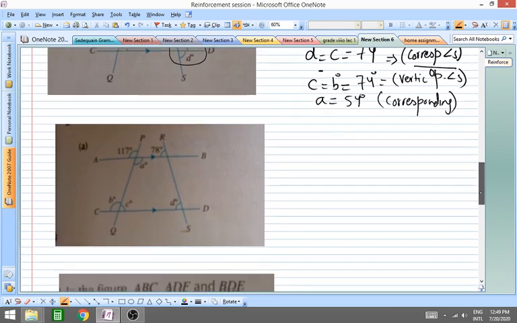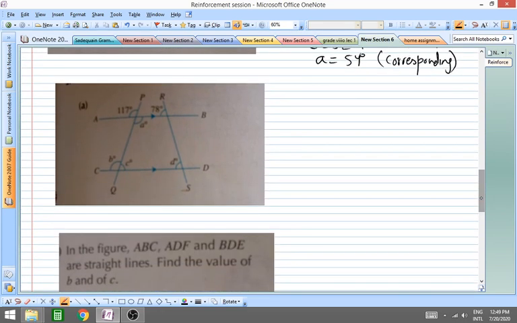Now let's take another part. Although the picture is blurred, you can see that if I try to find out the value of A, it would be equal to 117 by the definition of vertically opposite angles. Why? Because these two lines are intersecting and the opposite angles will be equal by the definition of vertically opposite angles.